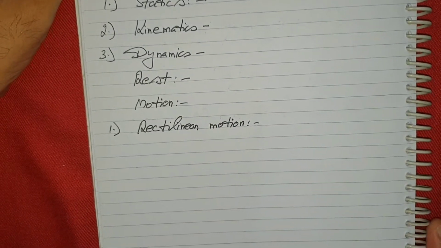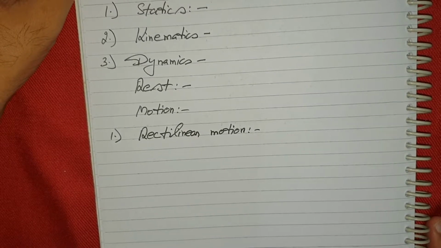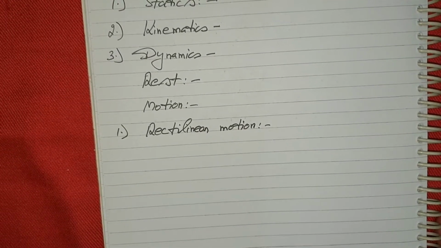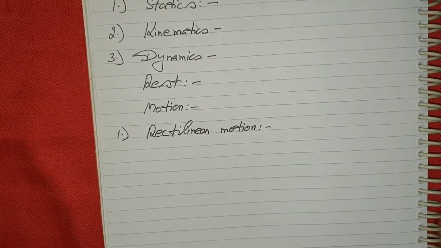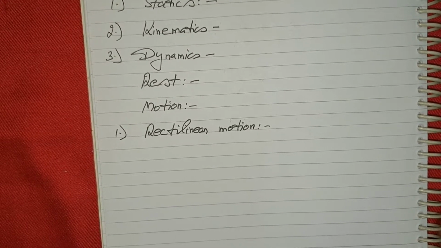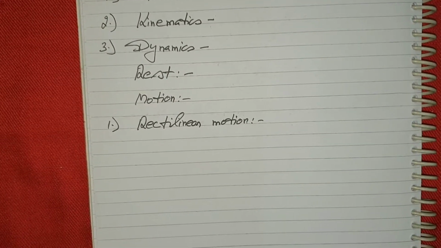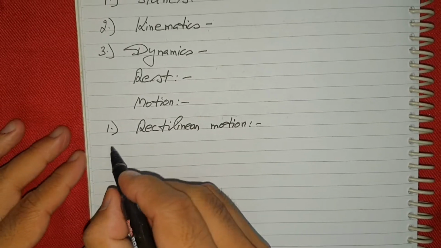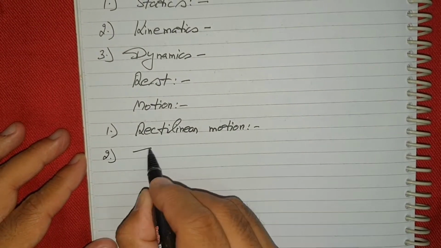Rectilinear motion is that motion in which a particle or a point mass is moving along a straight line. Then comes the translatory motion.